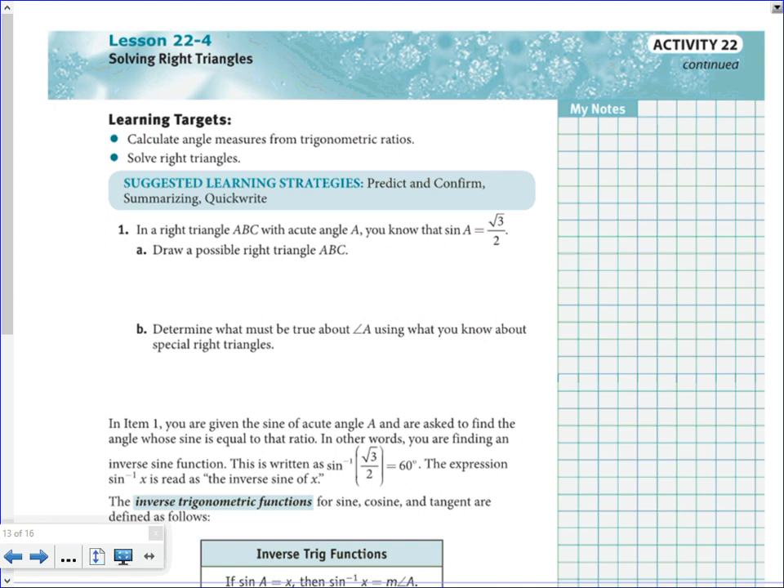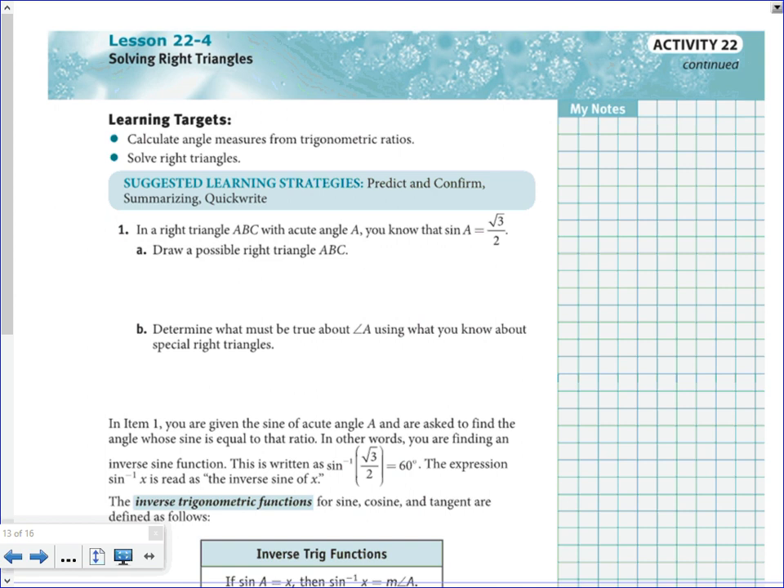All right, so today we're going to be looking at lesson 22.4. We're going to be solving right triangles. So they start off by telling us that we have a right triangle ABC and it has an acute angle A. And they tell us that we know the sine of angle A is square root of 3 over 2. So we want to draw a possible right triangle ABC.